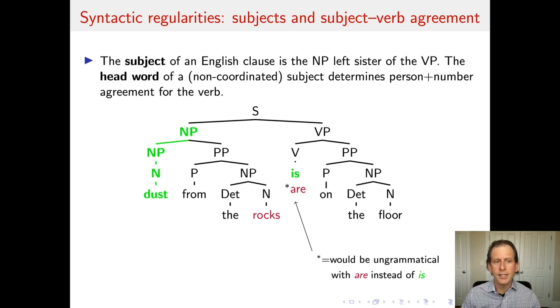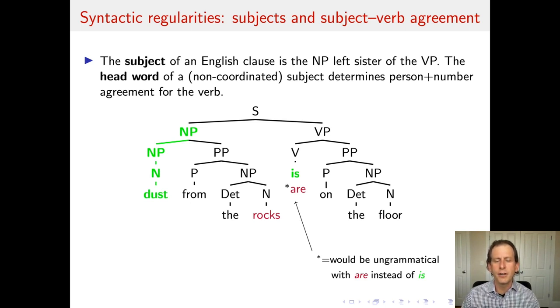And we can go further and say that, in general, phrases have what are called heads. That is, among their children, there is a designated child that is primary in determining the properties of that phrase. And if you keep on going down through heads, you get to the head word when you get to the terminal. And it's the head word of a subject, setting aside the special case of coordinated subjects, which I won't get into today, but you can ask me about if you're interested, it is the head word of a non-coordinated subject that determines the person and number agreement for the verb.